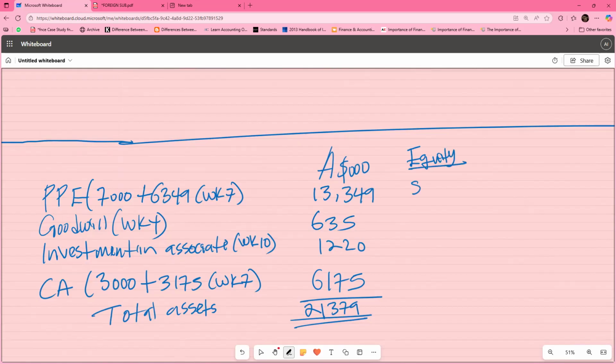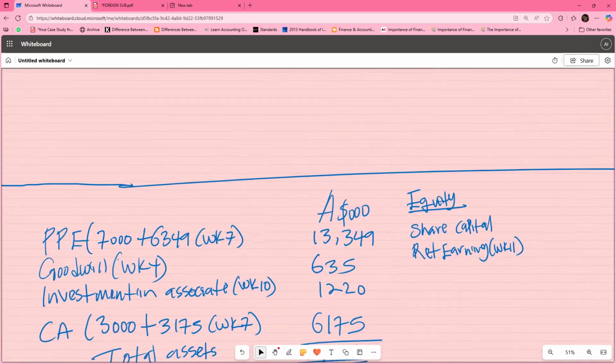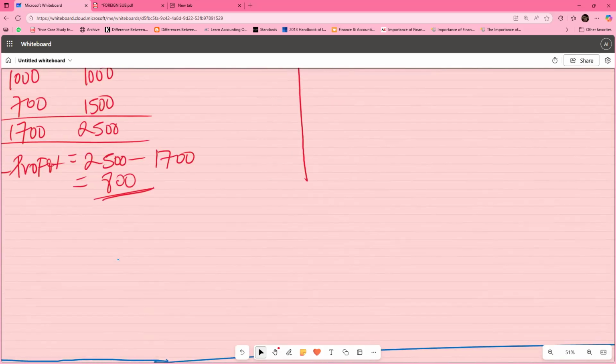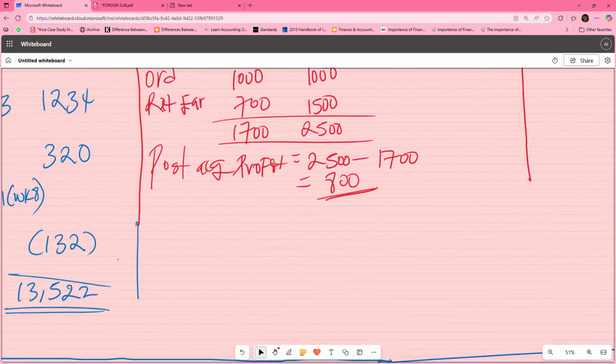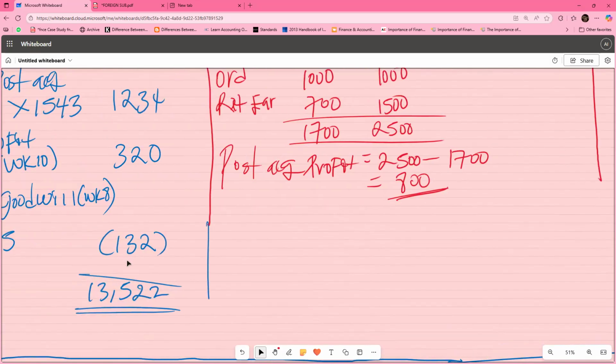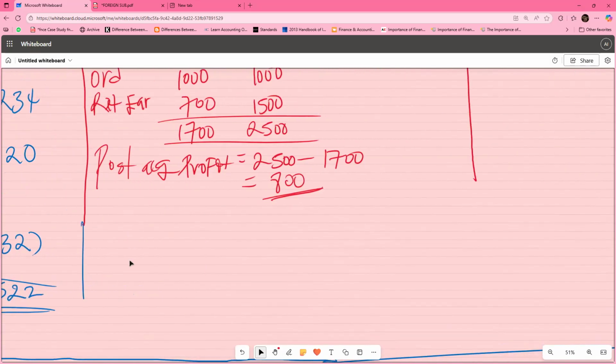So the share capital, just like you guys know, is the parent's. Then the what? The retained earning. That's your last additional working. So that is your working 11, if I remember. Working 11 is 13,522.